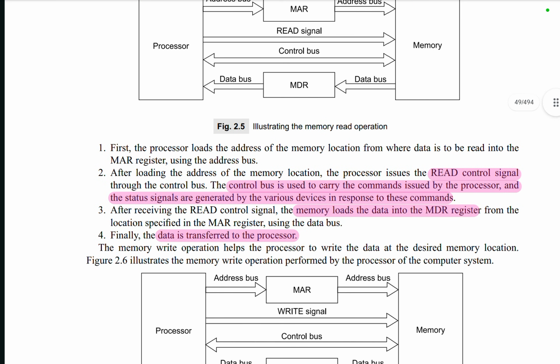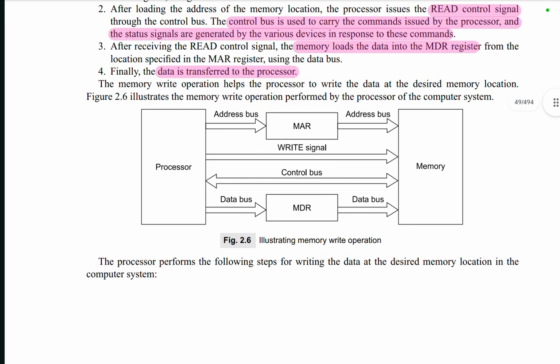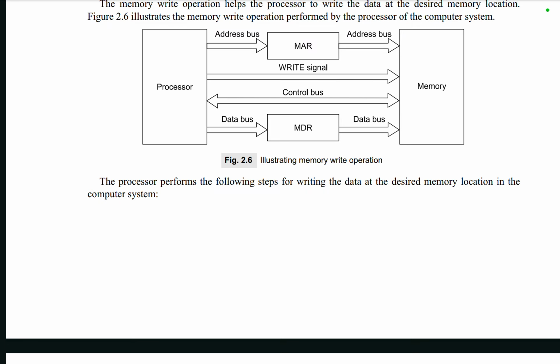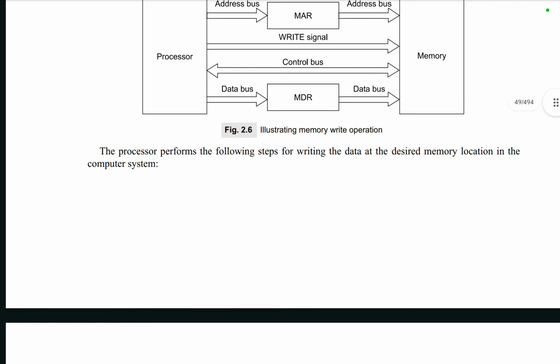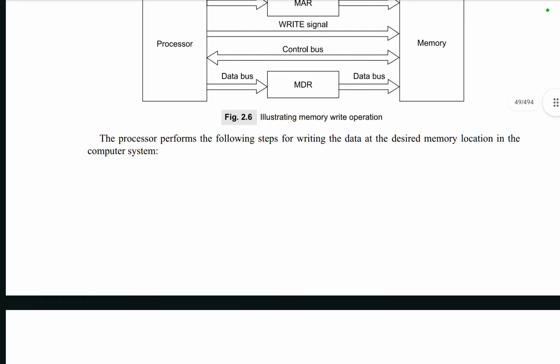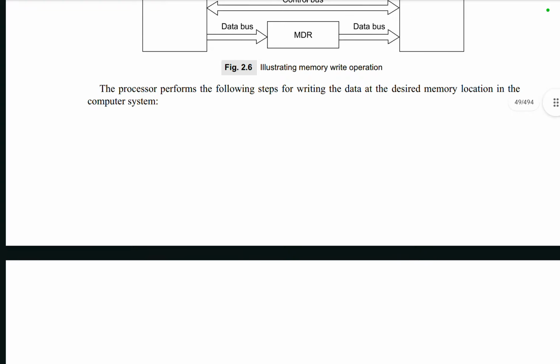The control bus carries read control signals. The control bus is used to carry commands issued by the processor, and status signals generated by the various devices. In response to these commands, memory loads the data into the MDR register. Data is transferred to the processor. Address bus is unidirectional while control bus is bidirectional. Write signal is unidirectional.